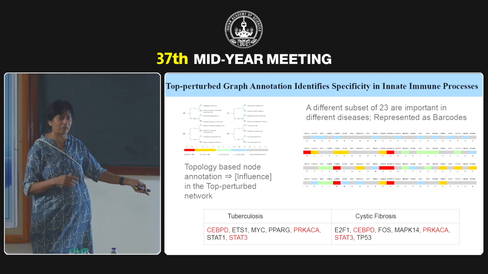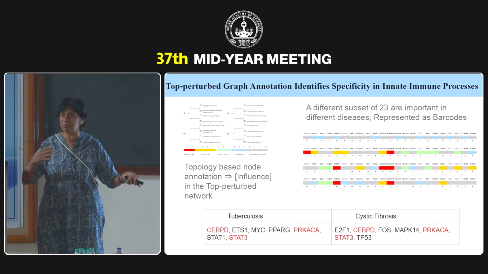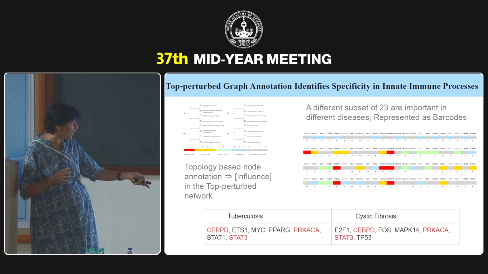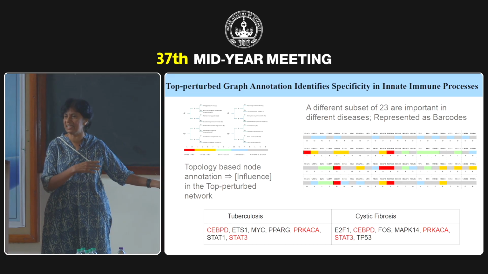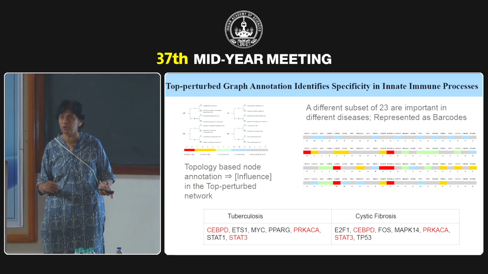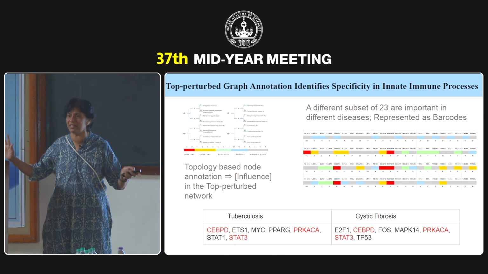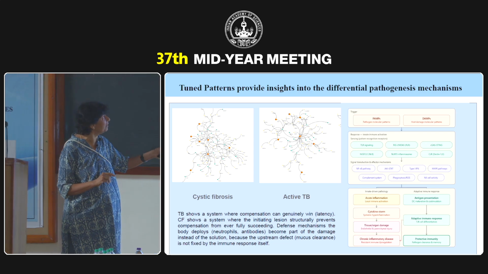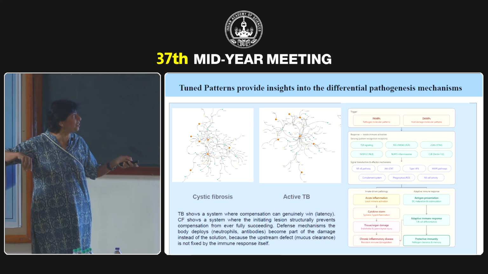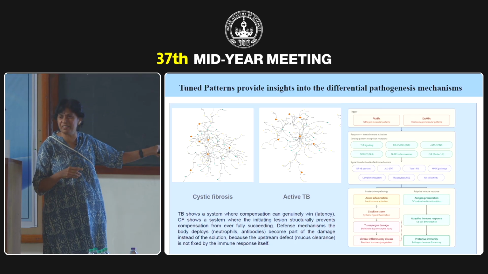As examples, I've taken again tuberculosis and cystic fibrosis, which are very different diseases really, but there are some central players in red. These are gene names that are common to both of them. The same genes are present, but their neighborhoods are different, which is why they are such different diseases. In fact, the tune patterns provide insights into the differential pathogenesis mechanism. It's just a little snapshot. These are different genes and so on.